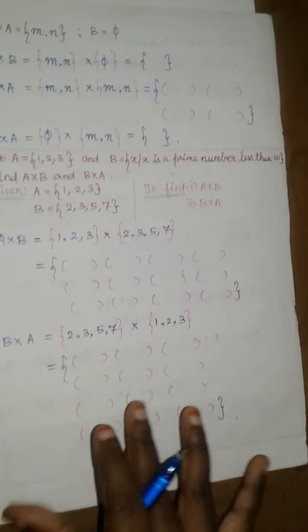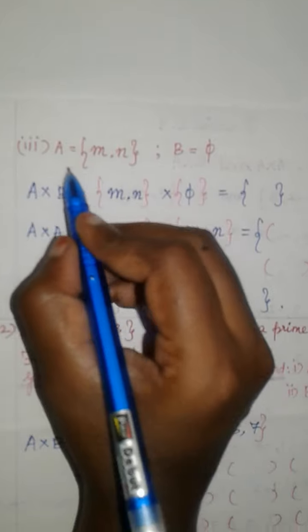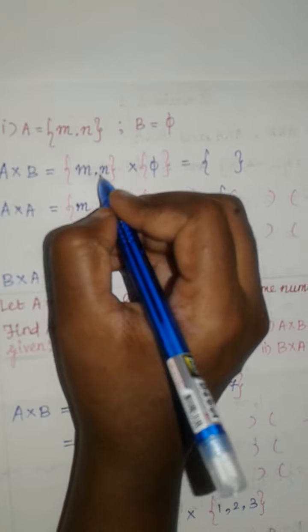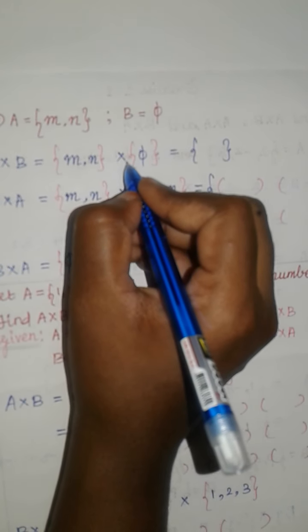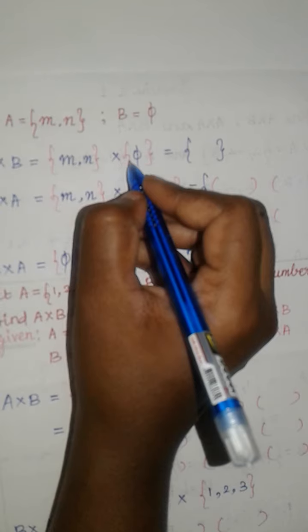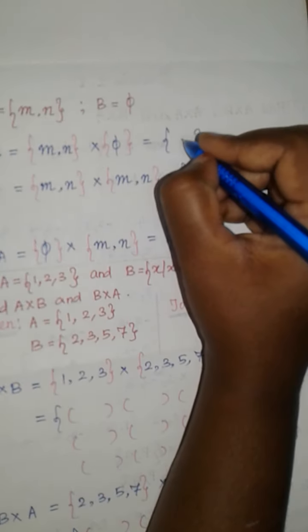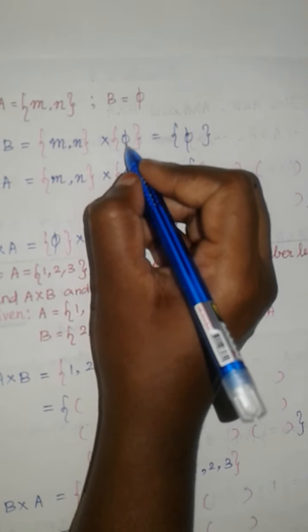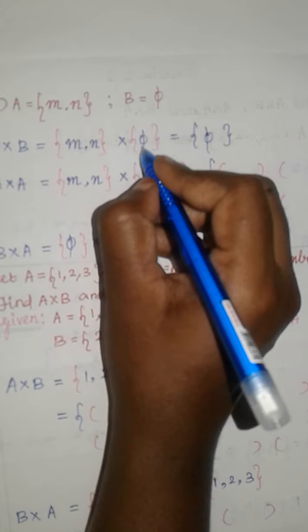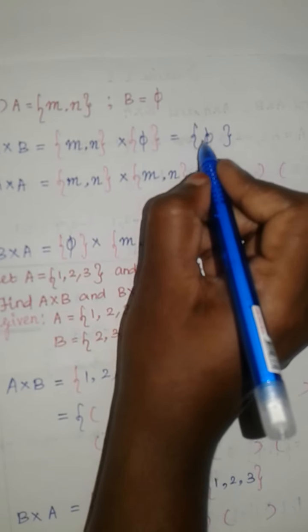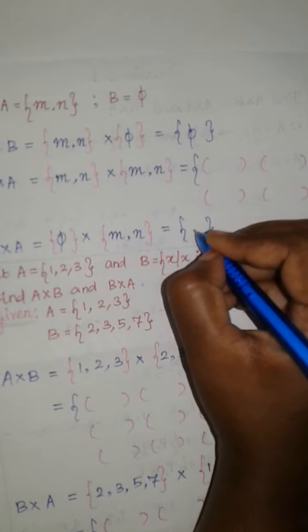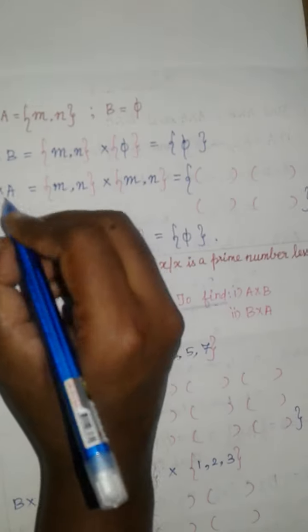Okay, now third subdivision. In this third subdivision, A is equal to {M, N} and B is equal to empty set. A cross B is equal to A set cross B set. If any one of the sets is empty, using that result, since one set is empty, their product is also empty. In the same manner, B cross A, one set is empty, so its Cartesian product B cross A is also empty.